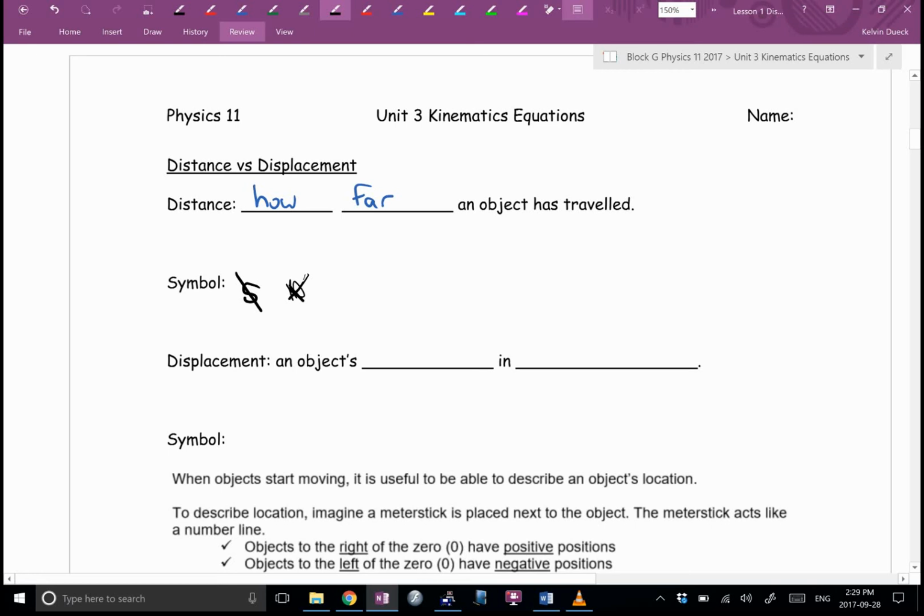For distance, I'm going to use a D, which is terrible. It'll make sense to you guys, and it's fine this year, but those of you that take calculus will find out the letter D has a very, very specific and reserved meaning. Yeah, it's wrong, but I'm using it. Meters, if at all possible, that's the SI standard unit for distance.